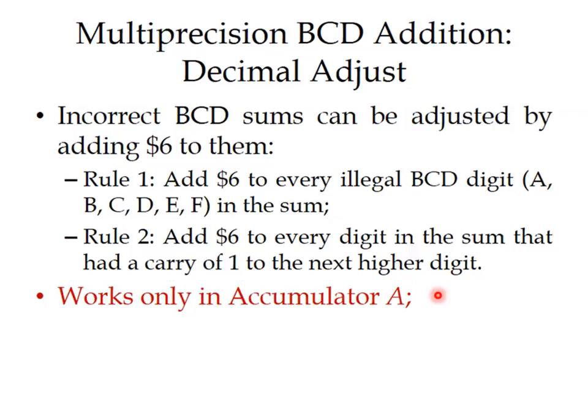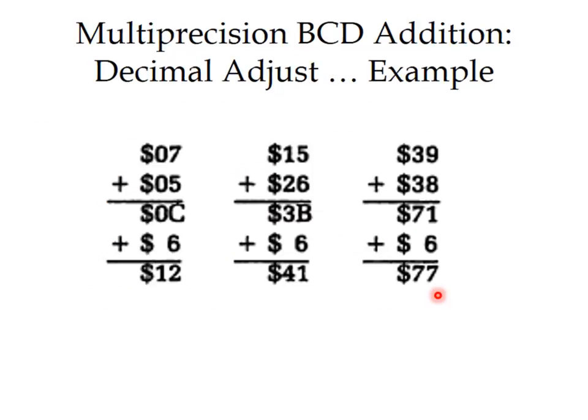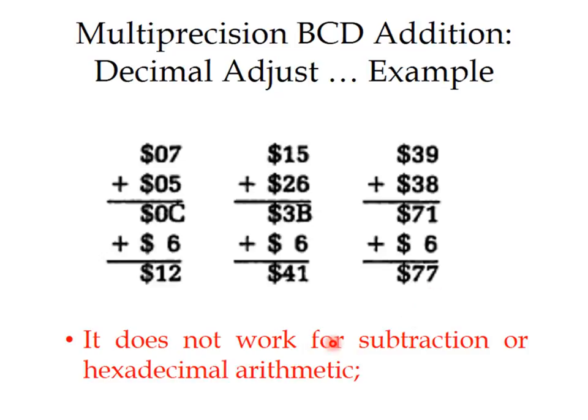But in the real program, you don't have to do anything for these rules, because all you have to do is write DAA for the decimal adjust, which will fix any decimal sum that you had in the accumulator A. We'll show you some examples. One more thing you need to know: decimal adjust does not work for subtraction or any hexadecimal arithmetic, because decimal adjust is designed to fix only decimal addition, like the BCD additions.